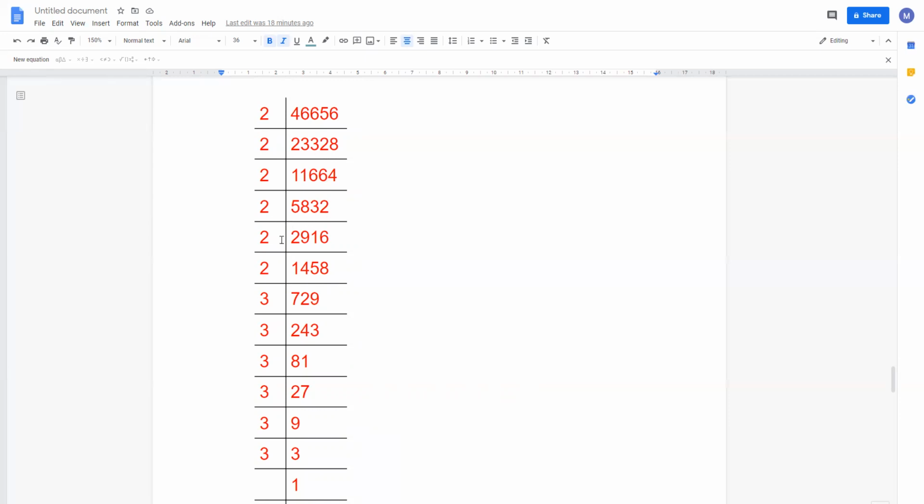5,832, again dividing by 2, you will get 2,916. Now 2,916, again dividing by 2, you will get 1,458. That number again dividing by 2, you will get 729. Now 729, 9 is the last digit, so it is not divisible by 2, but it is divisible by 3.